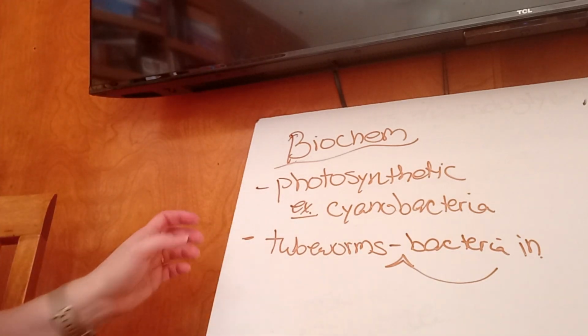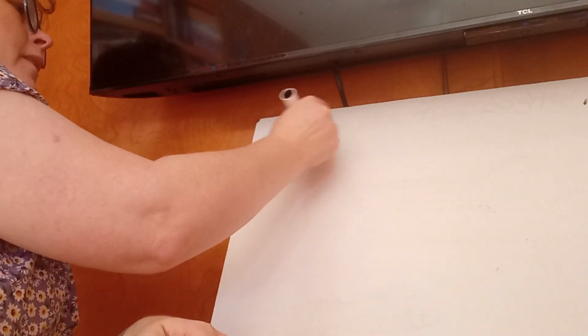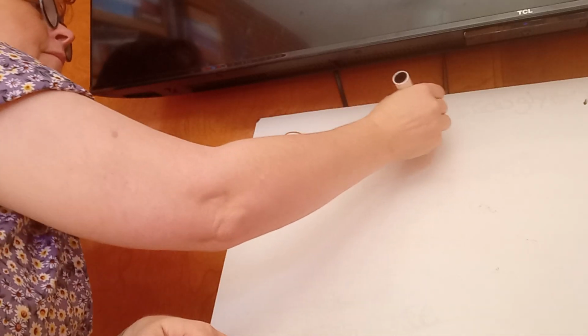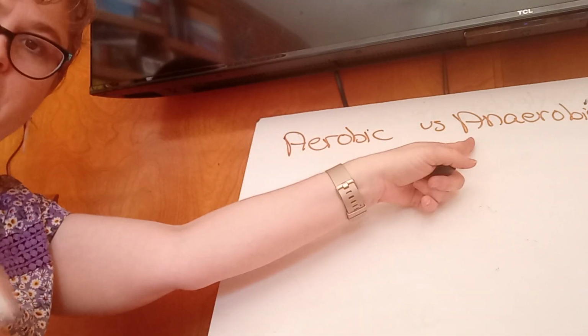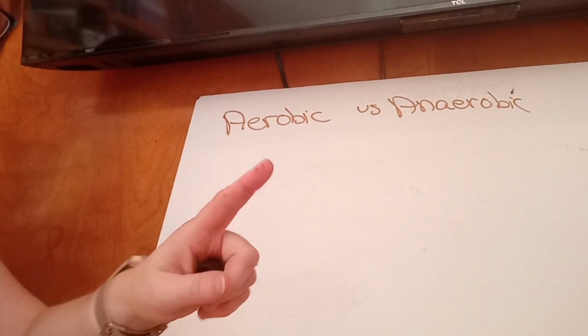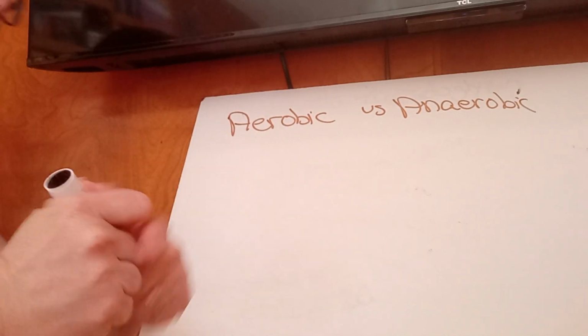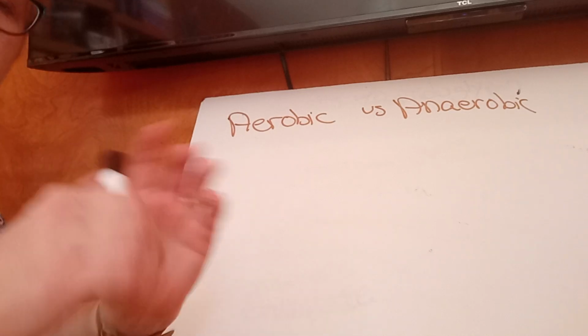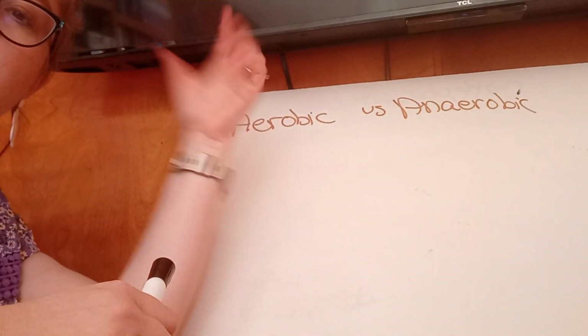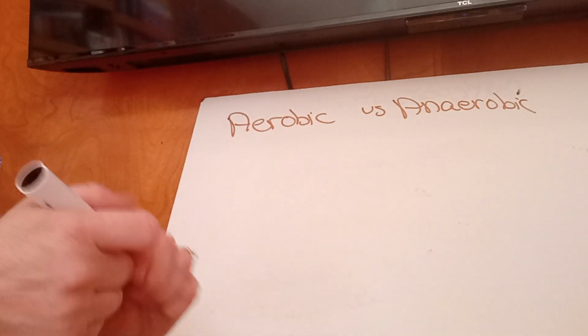Now we have aerobic versus anaerobic, and hopefully you remember what those words mean. Aerobic, we have to have oxygen. Anaerobic, we do not need oxygen. Remember I said that when you're culturing, if it requires oxygen, it is better to do it on an agar plate because it will still get oxygen, whereas if you do it in broth, it may sink to the bottom and not have oxygen.